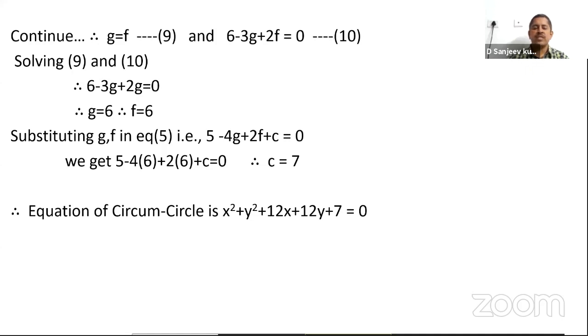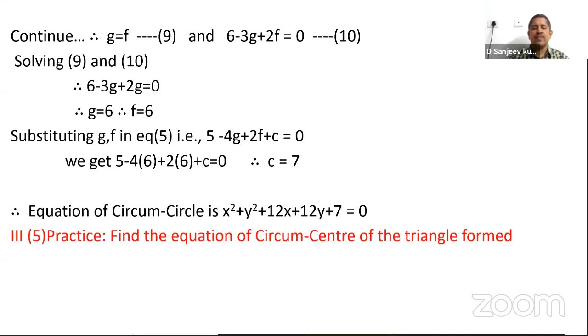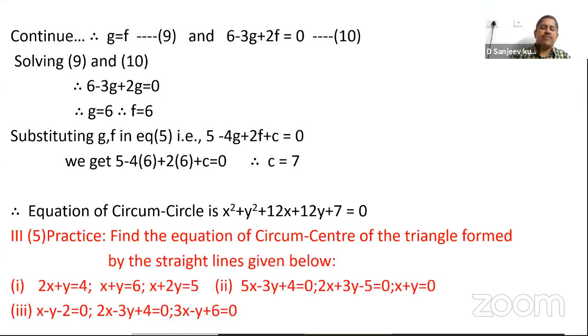You can revisit the slides and solve the problems. Now, find the equation of the circumcircle of the triangle formed. This is a practice problem which is there in the textbook. I have given 3 problems based on the previous method. So we got the equation of circle, forming an equation of circle when 3 points are given.